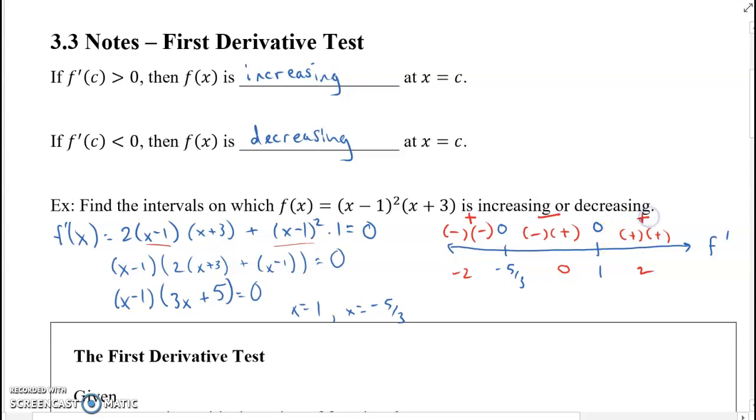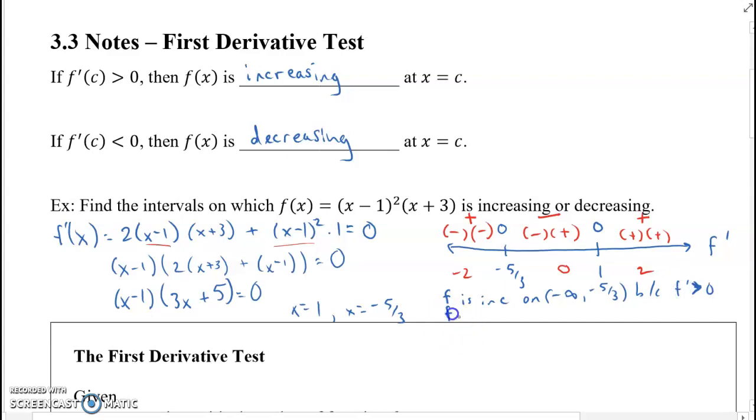All right, so we've figured out all the different places where the derivative is positive, all the different places where the derivative is negative. Now we can answer this question. We can say that f is increasing on every interval where the derivative is positive. So from negative infinity all the way to negative 5/3, because f prime is greater than 0.